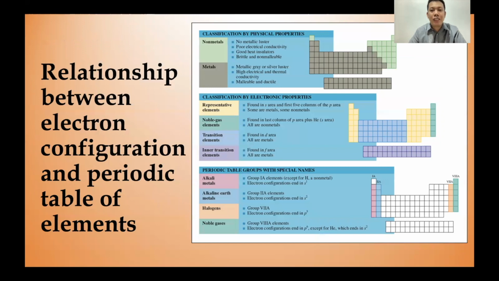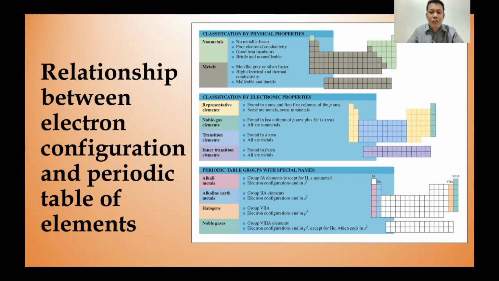Meanwhile, this is the relationship between electron configuration and the periodic table of elements, which can show the properties of the different elements. For example, non-metals and metals. The one in green are the non-metals, and the one in gray are the metals, with different characteristics such as metallic property, conductivity, brittleness, malleability, and so on.